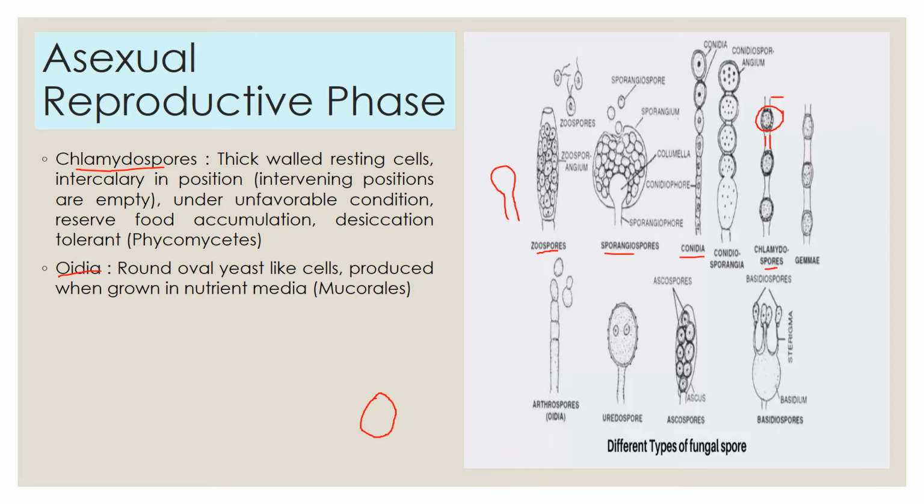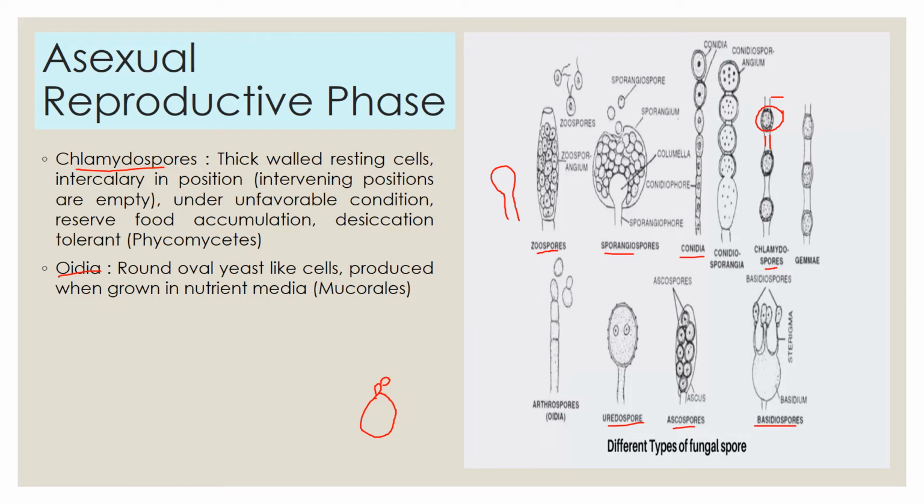What happens is that in oidia, the hypha, the body, rounds off into yeast-like cells, and by repeated budding oidia are produced. And these chlamydospores and oidia are not terminal structures.